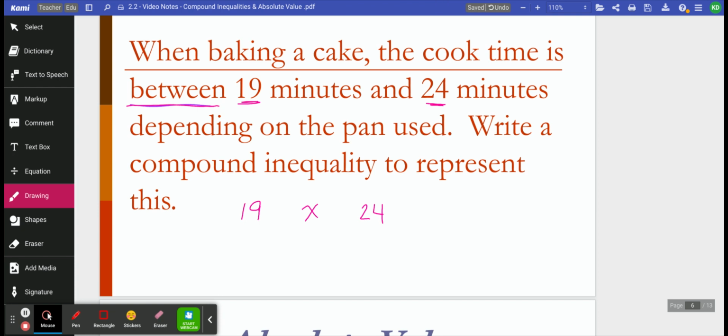Now we just have to make sure we get the symbols right. So less than 24, right? It can be equal to, because usually if we say 19 to 24 minutes, 19 and 24 are fair game. And it can be greater than or equal to 19, right? So notice that the symbols are facing the same way, but when we read it from the variable, I'm really reading x is less than or equal to 24 and x is greater than or equal to 19, right? Because they're facing different ways with respect to x, but they're facing the same way on the page.